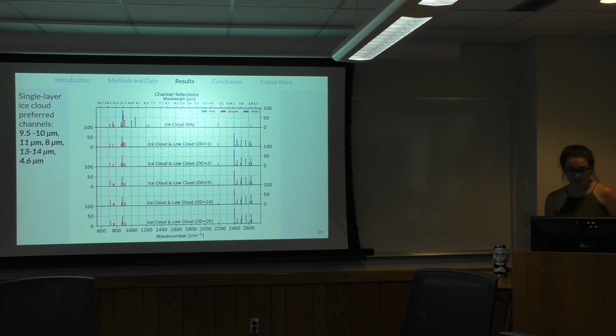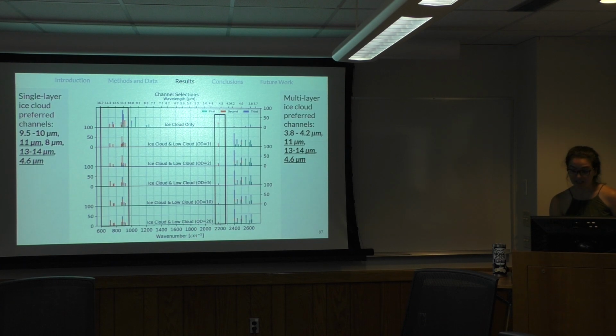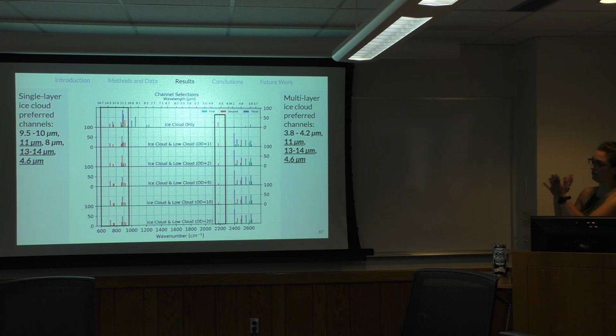What we see for our single layer case is that the channels in the longer part of our spectrum have the most information about our ice clouds, specifically between 8 and 11 microns in that higher window region. But there are some selections in the shortwave region as well. And then in multi-layer environments, do these channels with the most information change? Yes and no. There is some overlap. Those boxed areas and the underlines on both sides indicate the regions where those channel selections overlapped.